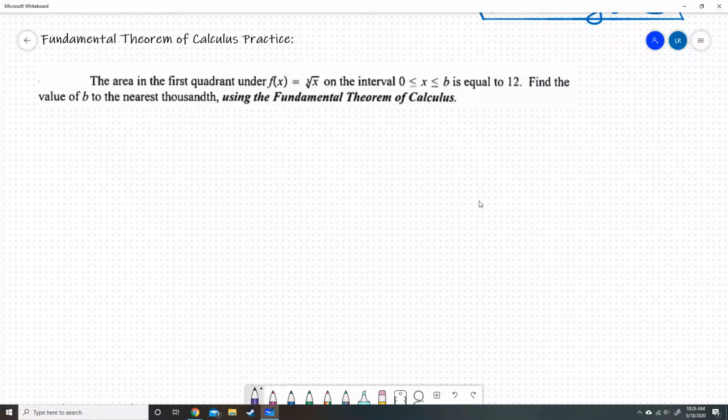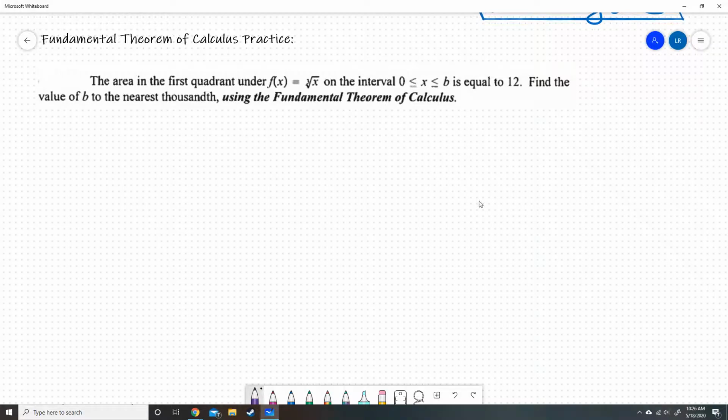We are going to do a practice problem with the fundamental theorem of calculus. The area in the first quadrant under f of x equals the cubed root of x on the interval 0 is less than or equal to x, less than or equal to b, is equal to 12. Find the value of b to the nearest thousandth using the fundamental theorem of calculus.